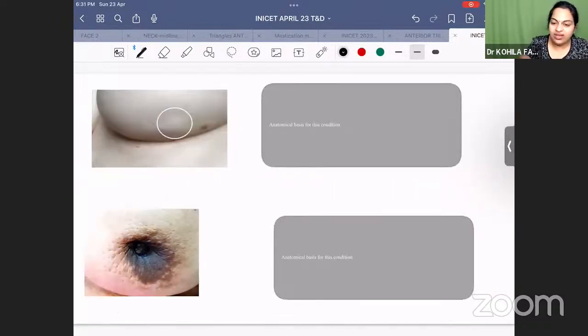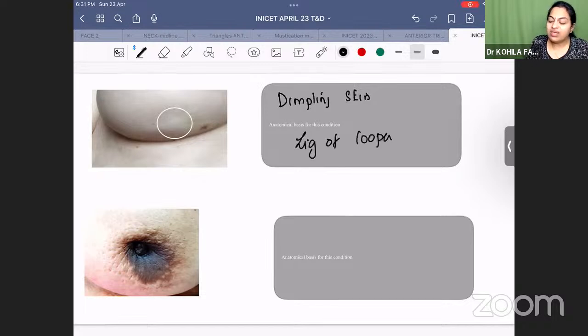Now, can you tell me what is this condition? This is dimpling of skin. Why does this occur in carcinoma breast? Due to involvement, due to infiltration of the malignant cells into the ligament of Cooper or the suspensory ligament.